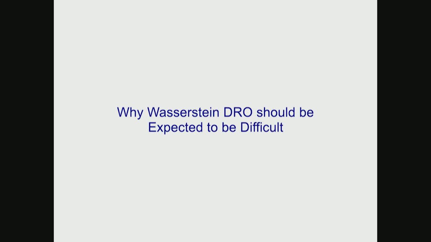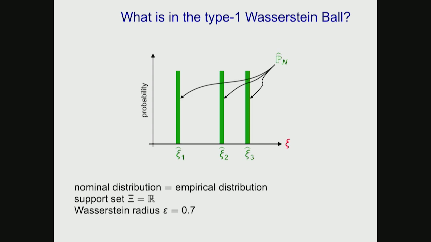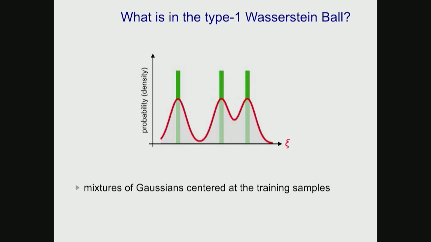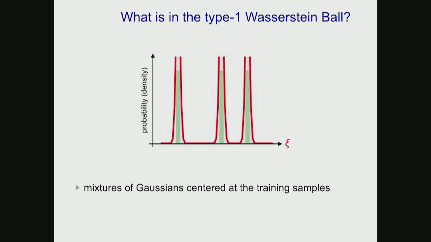One reason for that is that Wasserstein balls contain many discrete and continuous distributions, even if the nominal distribution is discrete. Here's an example. Assume that psi is a univariate random variable without support constraints. Let's assume that the nominal distribution is the empirical distribution on 3 training samples. Let's also assume that we would like to consider a Wasserstein type 1 ball of radius epsilon equals 0.7. So this Wasserstein ball contains many continuous distributions. For example, it contains this uniform distribution between A and B. It also contains many mixtures of normal distributions centered at the training samples, as shown in this video here.